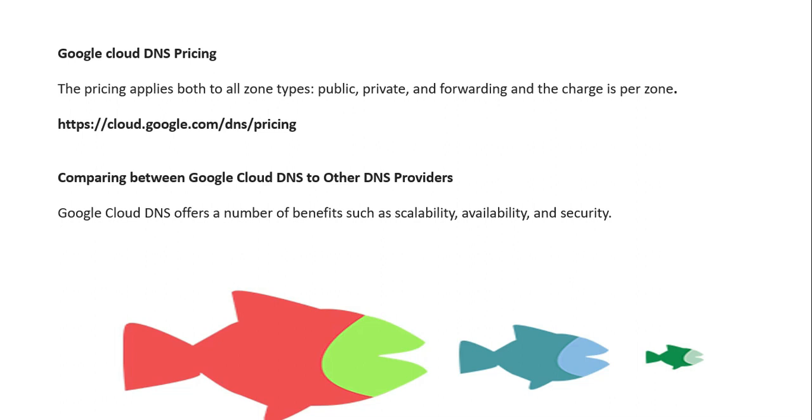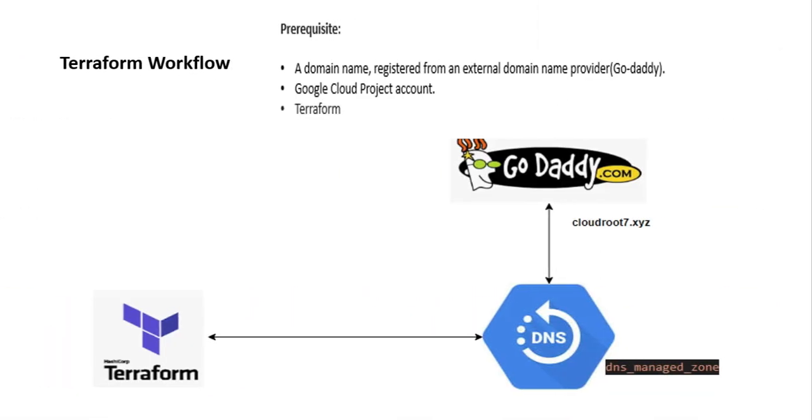Comparison between Google Cloud DNS and other DNS providers. It is most important to consider the features and pricing of each provider. Also Google's DNS offers a number of benefits such as scalability, availability and security. Based on that we have to conclude. So moving to the next slide.